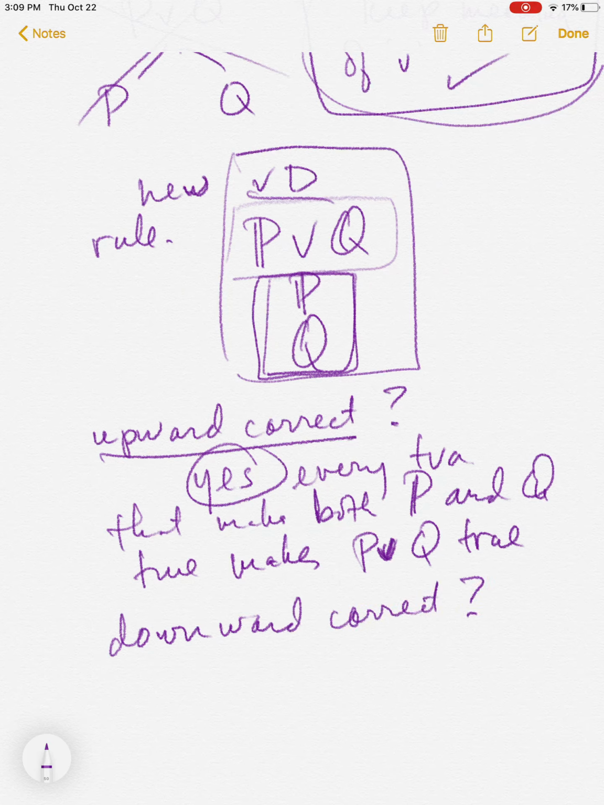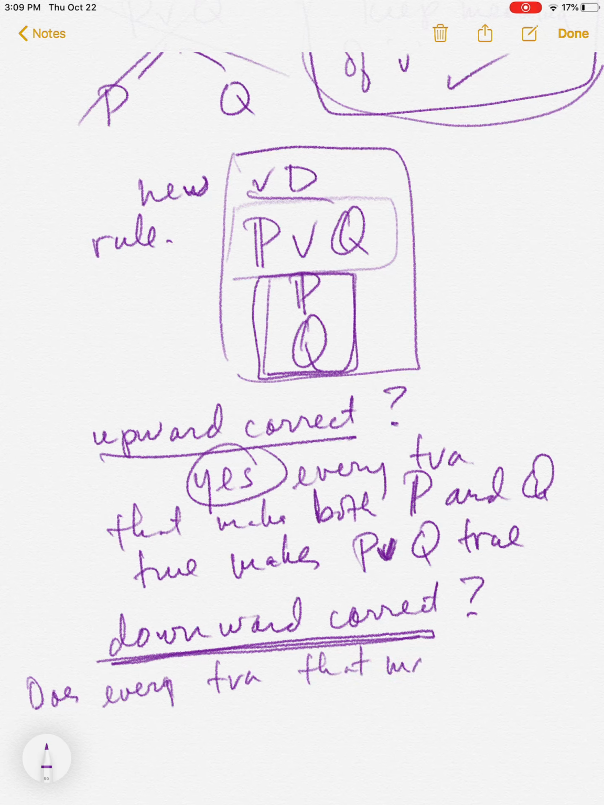Again, I just want to make sure that you understand what it means to say that rules are upward and downward correct. And sometimes what's helpful is to take a look at things that don't have the property, so you have a sense of what we mean by the property. Okay, is the rule downward correct? And so how would we think about that? Does every truth value assignment that makes the disjunction true, right?